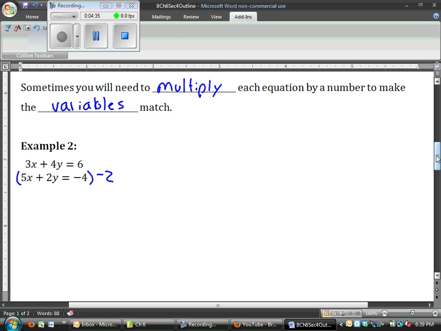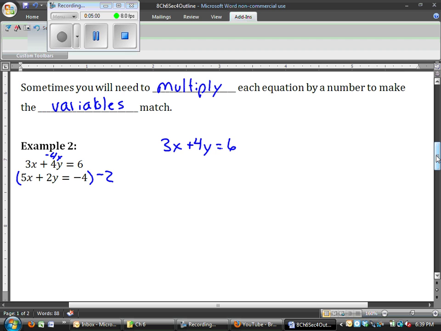What that's going to do is allow me to make this 2y into a negative 4y, because that's what I want. I have a positive 4y. If I get a negative 4y, my y's will cancel. So we're going to multiply this whole equation by negative 2. And over here, I'm going to rewrite the whole problem just because it's going to be easier. So 3x plus 4y equals 6.